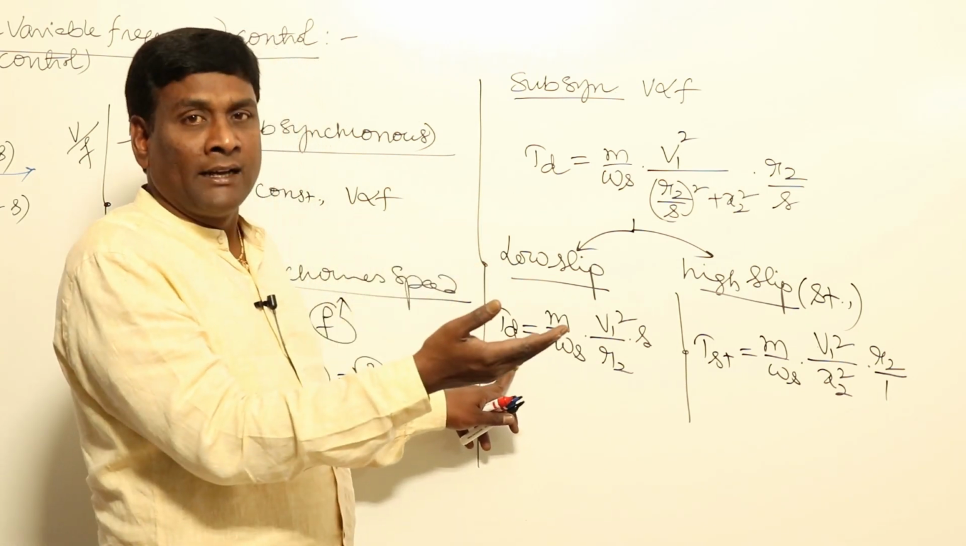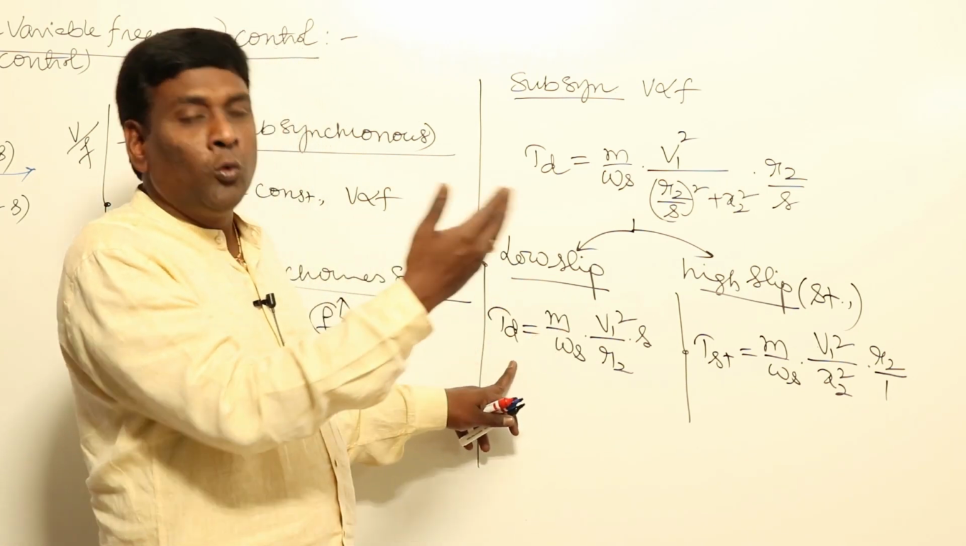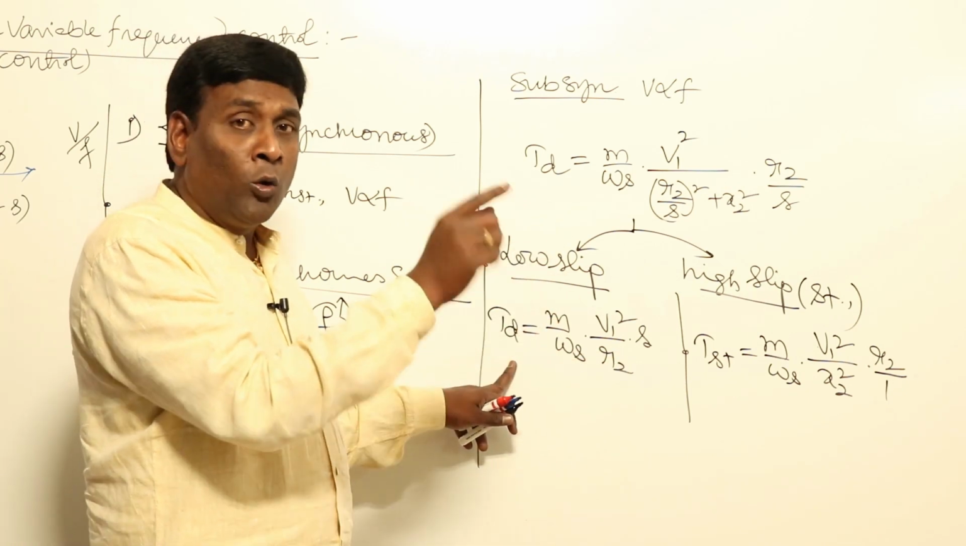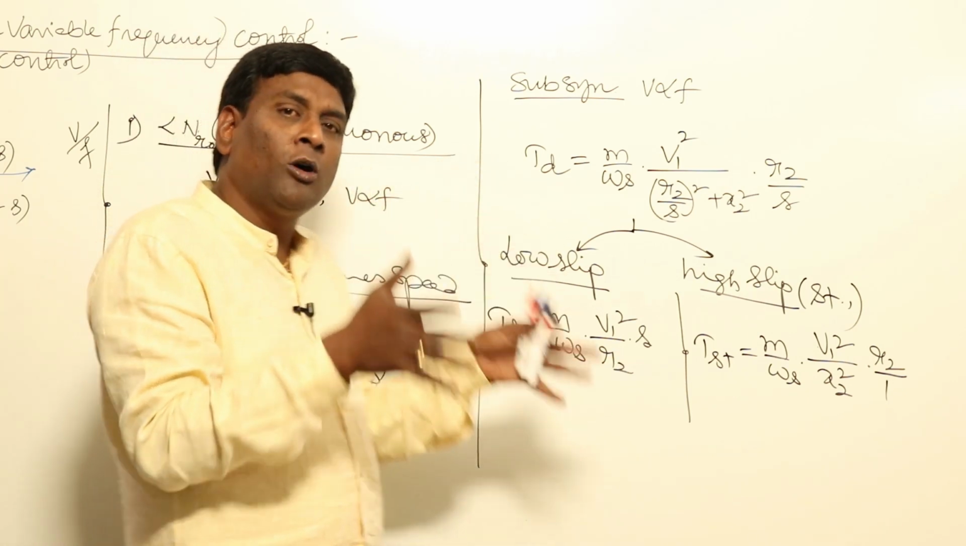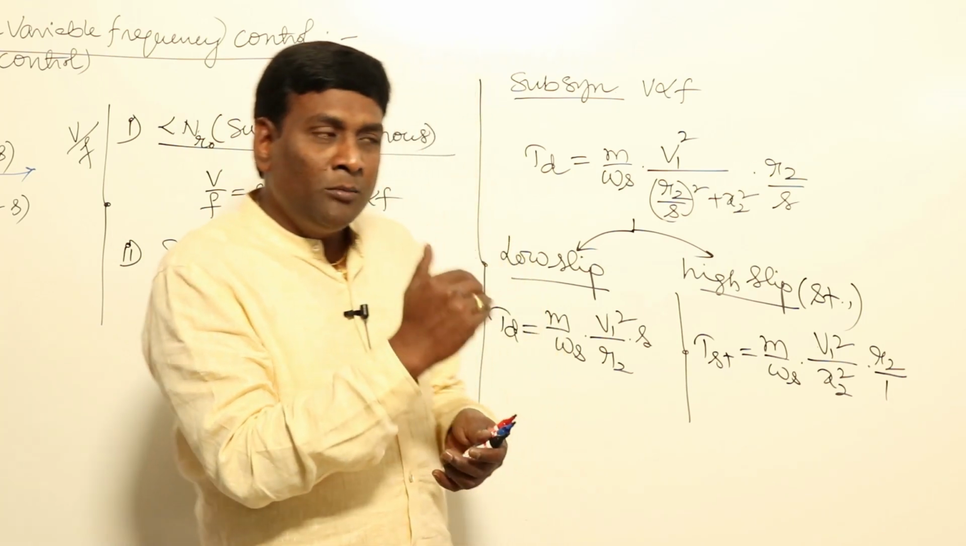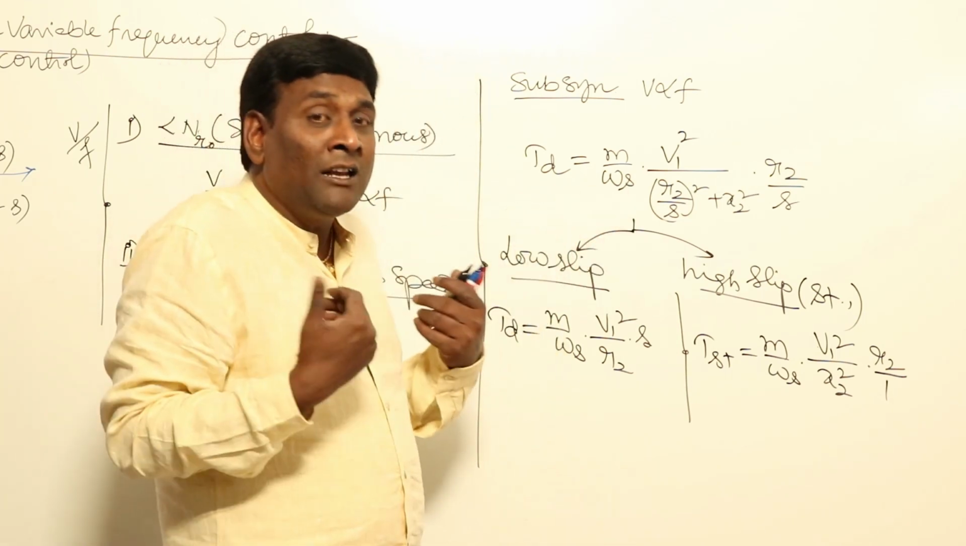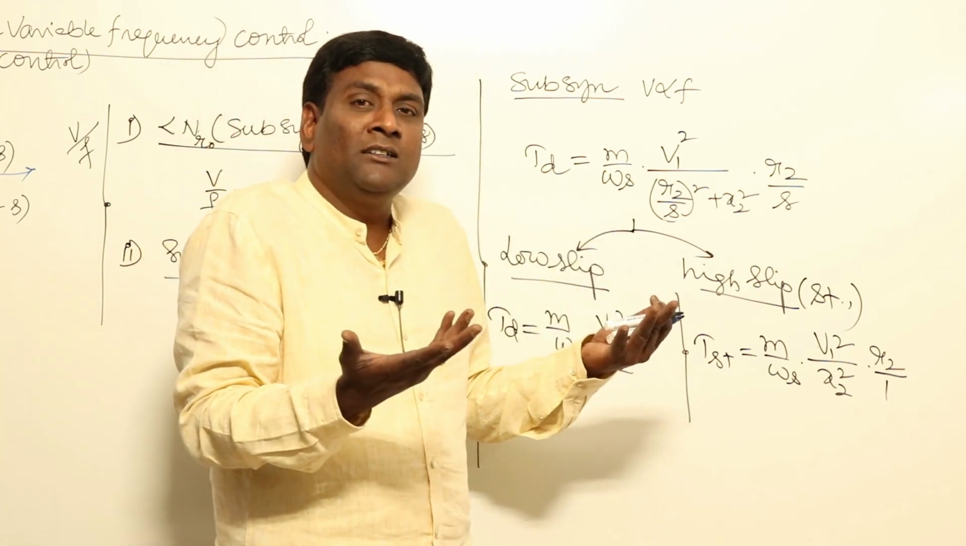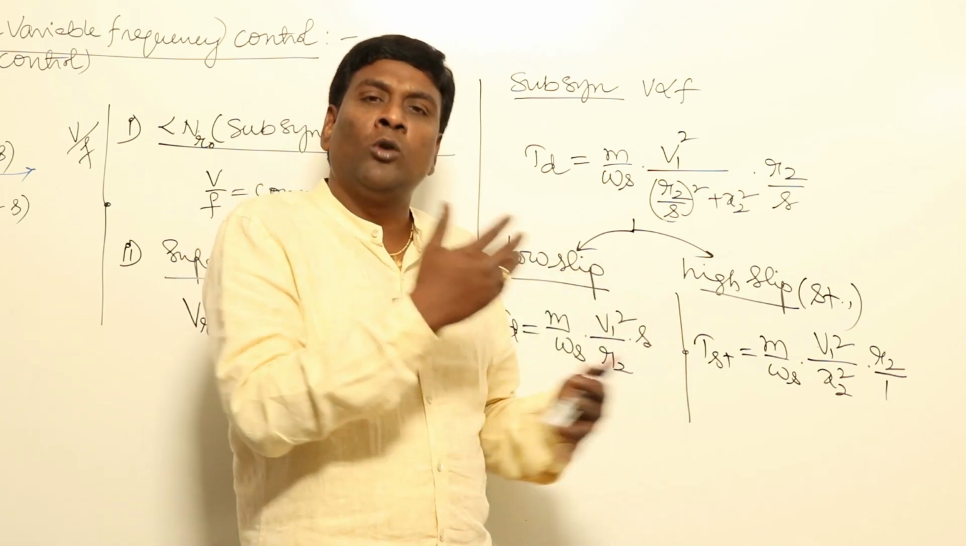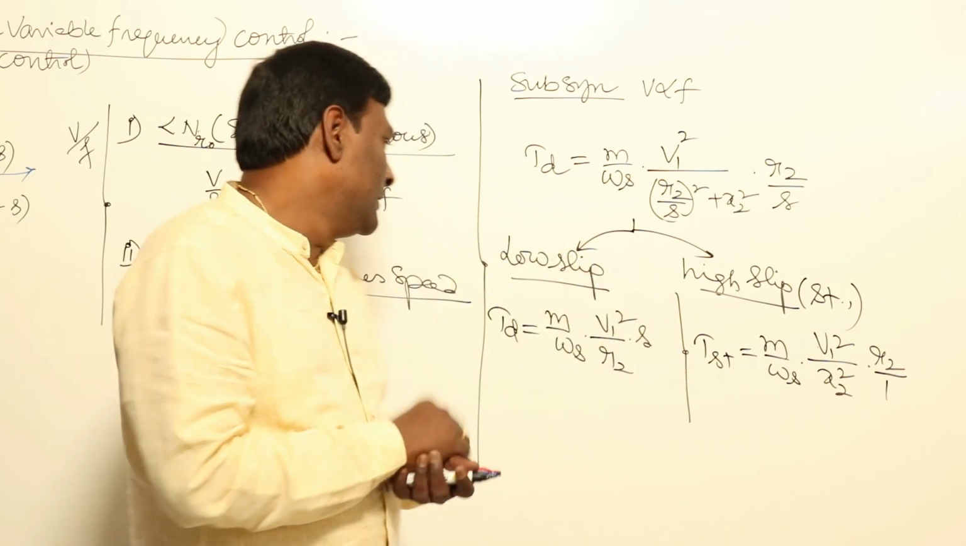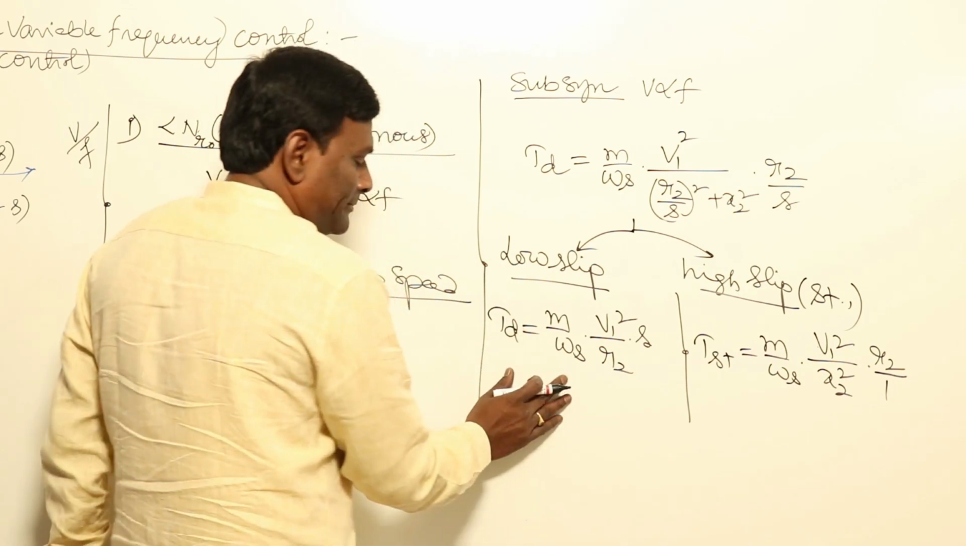Because who are you to decide running torque? Let the load decide. If the load torque requirement is more than your pull-out torque, the rotor will stop. If the load torque requirement is less than the maximum torque capacity of the machine, my motor will rotate the load. So, coming to here.